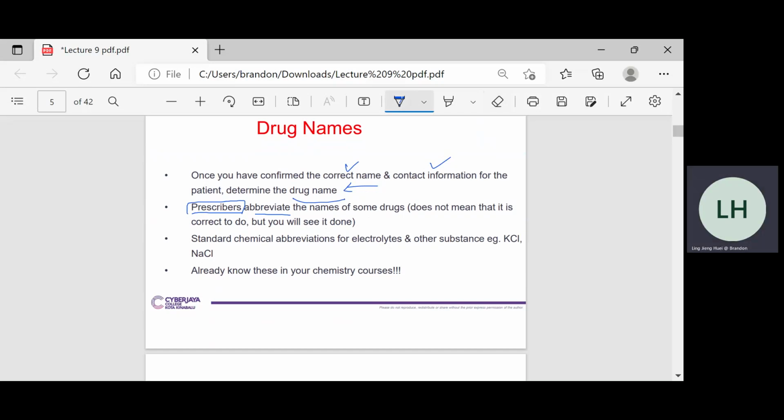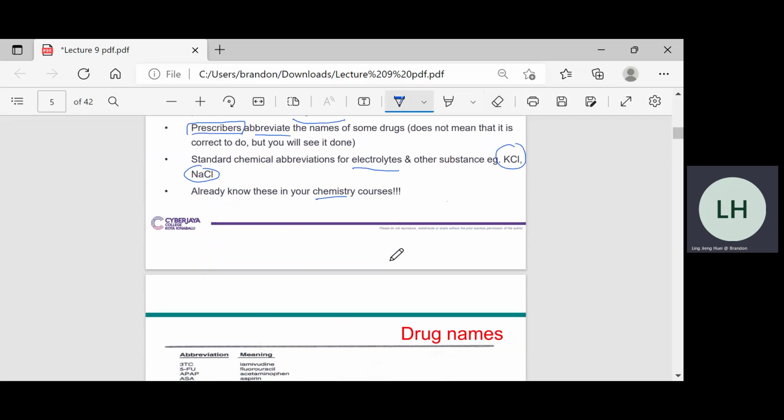So certain singkatan ataupun abbreviation include things, okay, that maybe you know. Contohnya electrolytes, kita guna KCl untuk potassium chloride ataupun NaCl untuk sodium chloride. So sometimes all this kan macam common sense juga, kita boleh Google ataupun kita telah belajar dalam chemistry.